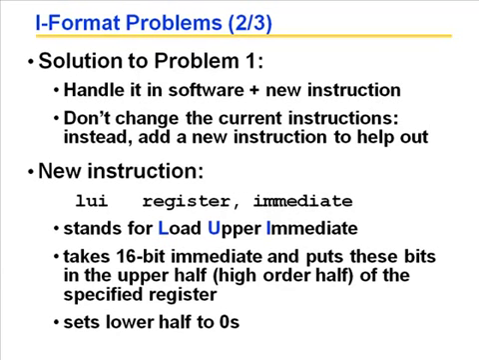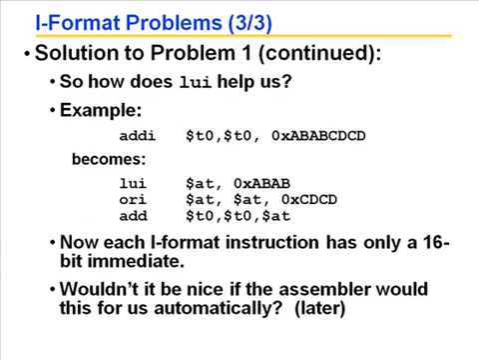So one of the ways they do it is using load upper immediate, which all it does is store a value in the upper 16 bits of a register. You have 32 bits total: the upper 16 and the lower 16. Load upper immediate will store 16 bits all the way in that MSB portion of the number, and then set the lower half all to zeros. So how can you use this? Say you have a 32-bit number ABAB CDCD, and you want to add it to register T0 and store in register T0. Well, you can load upper immediate the ABAB into register AT.